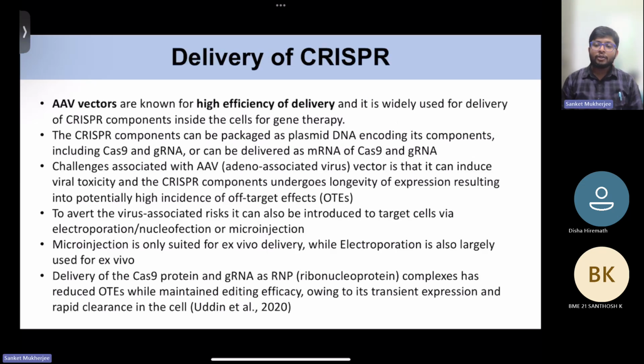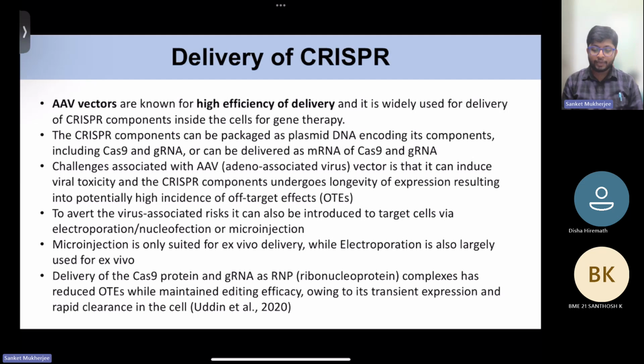Okay, so adeno-associated viral vectors are very much used for high efficiency delivery of CRISPR components, and not only CRISPR components, but a lot of other molecular biology and recombinant DNA approaches as well. When we have to insert a gene, adeno-associated viral vectors are used. So CRISPR components, if you remember, the entire construct of CRISPR includes the Cas proteins as well as the CRISPR locus.